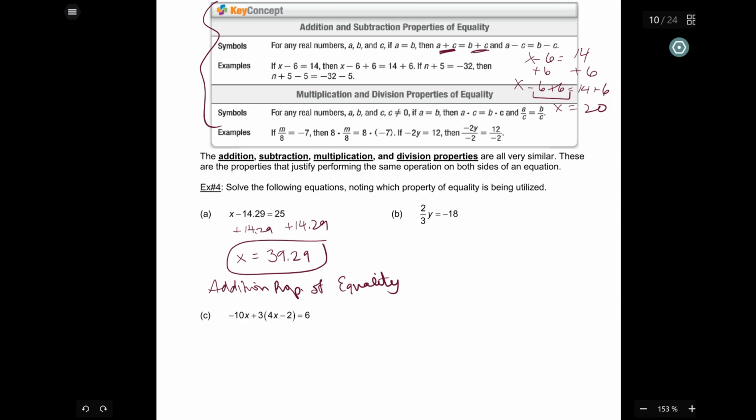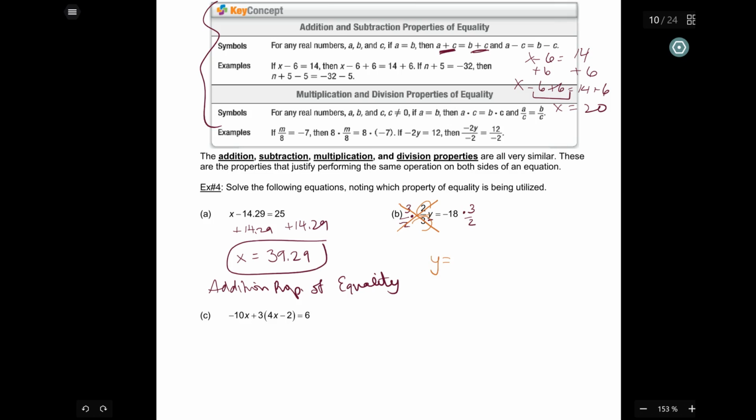Alright, so here, to get y by itself, I'm going to multiply by the inverse. So I'm going to multiply by 3 over 2 on both sides. By multiplying by 3 over 2, I cancel out the 3's, I cancel out the 2's. So more or less, I'm multiplying by 3 on both sides to get rid of the division by 3, and then I'm going to divide by 2 on both sides to get rid of the multiplication.